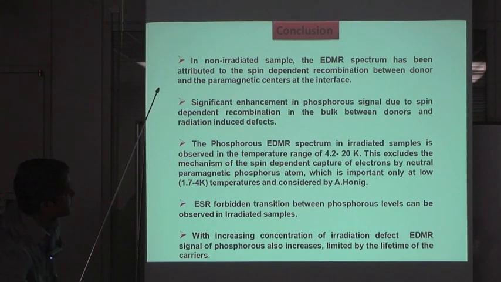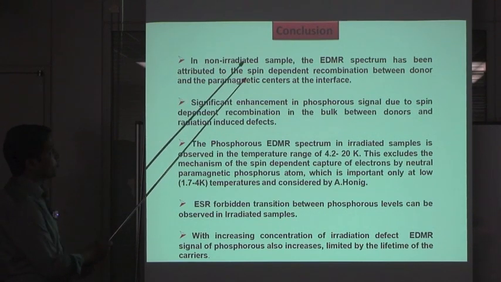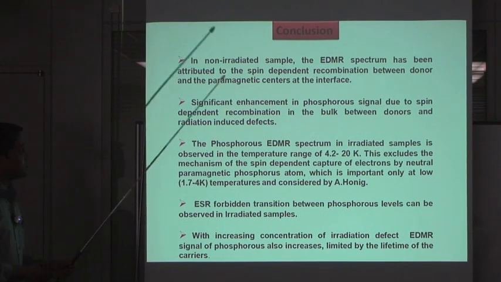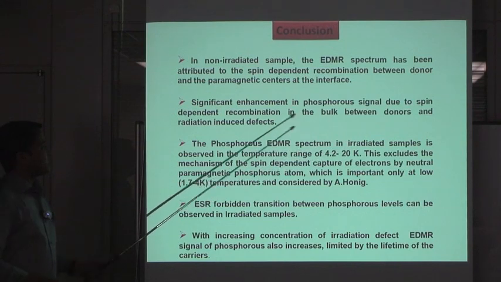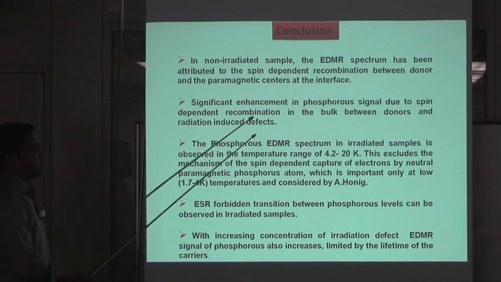With this, I would like to conclude the talk. In non-irradiated samples, the EDMR spectrum was attributed to spin-dependent recombination between the donor and the paramagnetic centers at the interface. Now, we see a significant enhancement in phosphorus signals due to spin-dependent recombination in the bulk between donors and the radiation-induced defects.